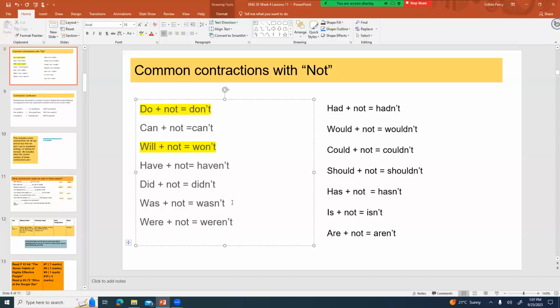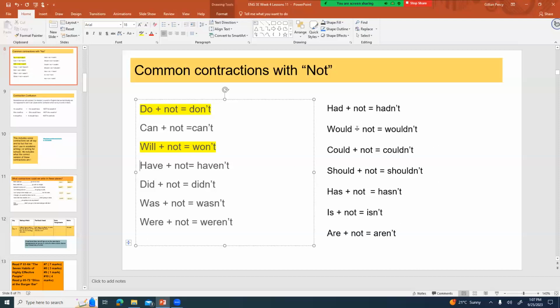Was plus not is wasn't. Were plus not is weren't. Had plus not is hadn't. Would plus not is wouldn't. Could plus not is couldn't. Should plus not is shouldn't. Has plus not is hasn't. Is plus not is isn't. Are plus not is aren't.